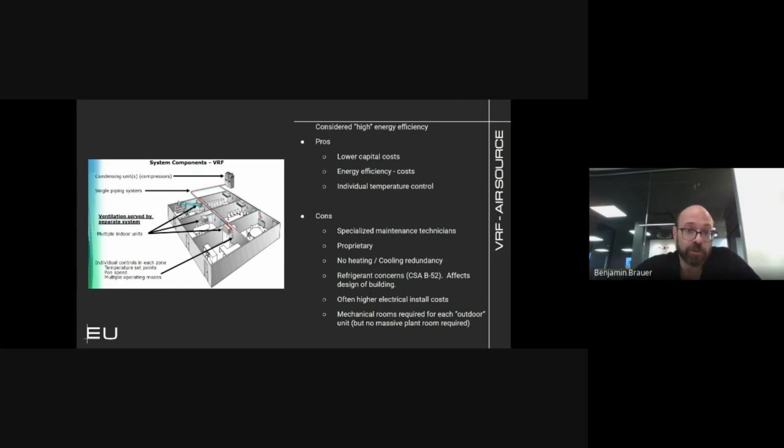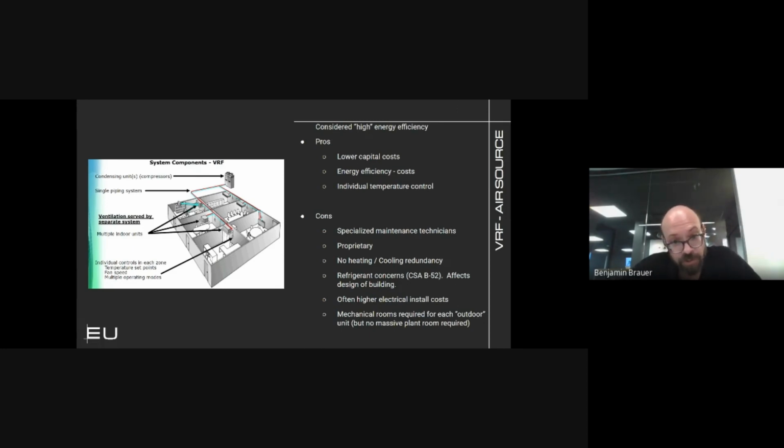Individual temperature control, often you see many more zones which give occupants or offices or suites more temperature control of their environments. The major cons are specialized mechanical technicians, is what the Ambleside realized moving forward. They need to hire refrigeration technicians, which is a premium operating cost, versus any plumber can work on a fan coil system, for instance. The controls are proprietary, i.e.